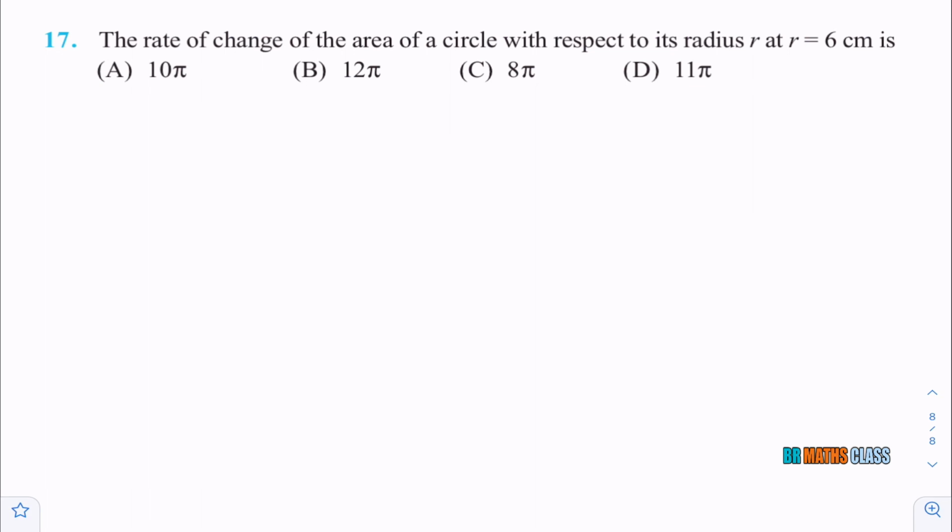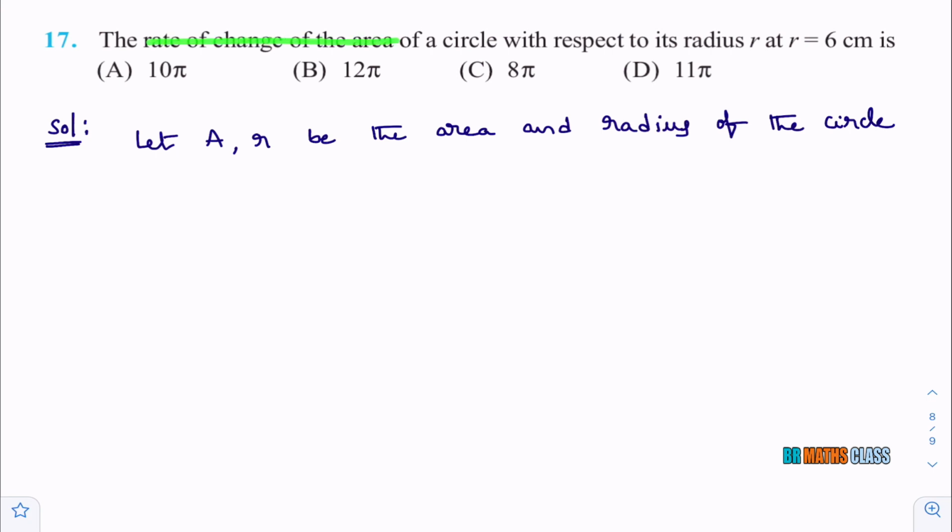Now last question in this class. You observe this question, the rate of change of area of circle. I identified that this problem is related to a circle with respect to its radius when r equal to 6 centimeters. So as usual, I'll write the first step. As they are asking to calculate rate of change of area, I take capital A as the area of this circle and small r as the radius of this circle.